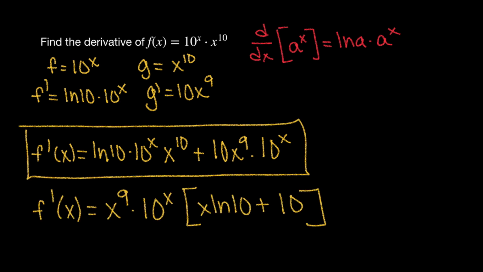If you want, I guess you could factor it. There is a common factor of 10 to the x in both terms. There's an x to the 9 in both terms. So you could write this as x to the 9, 10 to the x, and then if you factor those out, you're left with x ln 10 plus 10. But either format is great for that answer.